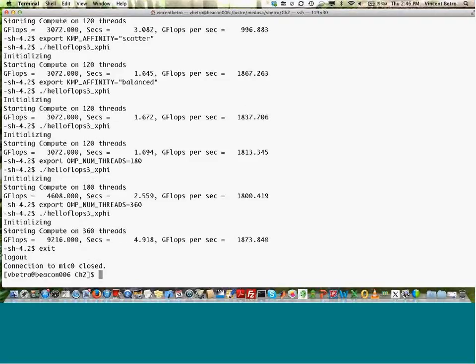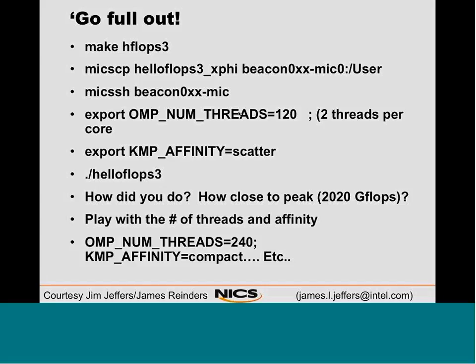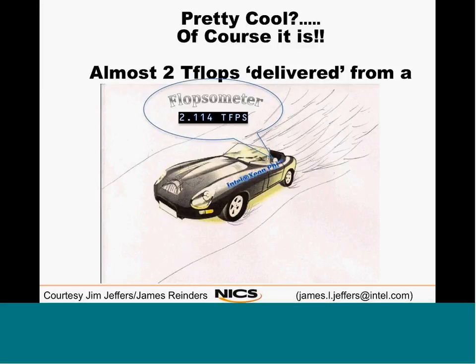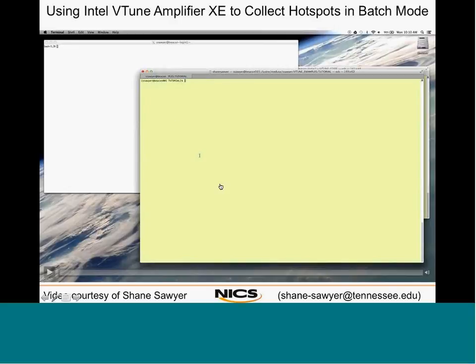A teraflop is a teraflop. Okay. We are about out of time here. So before I exit the compute node, let me just real briefly mention: we kind of played around and we've seen that we can get about 2 teraflops out of it. There are other codes. There's a Fortran code to look at. There's another offload code, and you'll see that if you were to run this offload code, it's actually going to stay on the host compute node, right? This particular offload code is able to see there's no benefit to going off node.